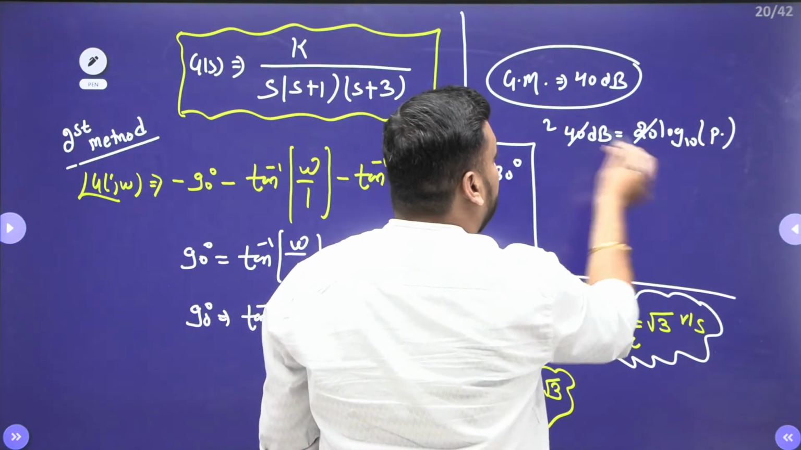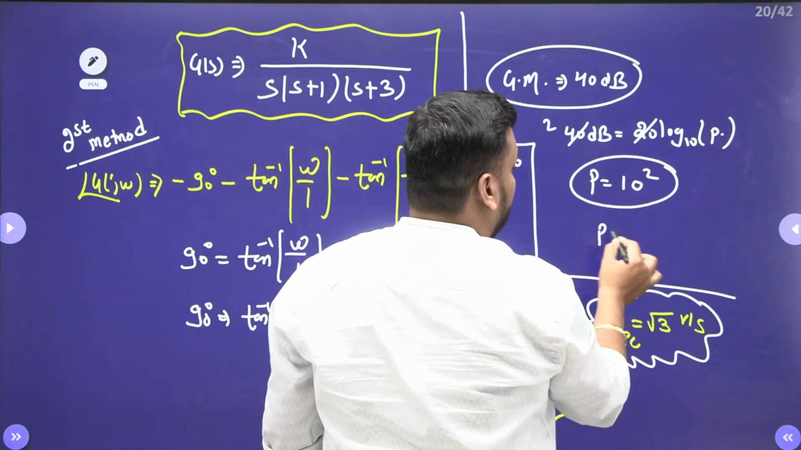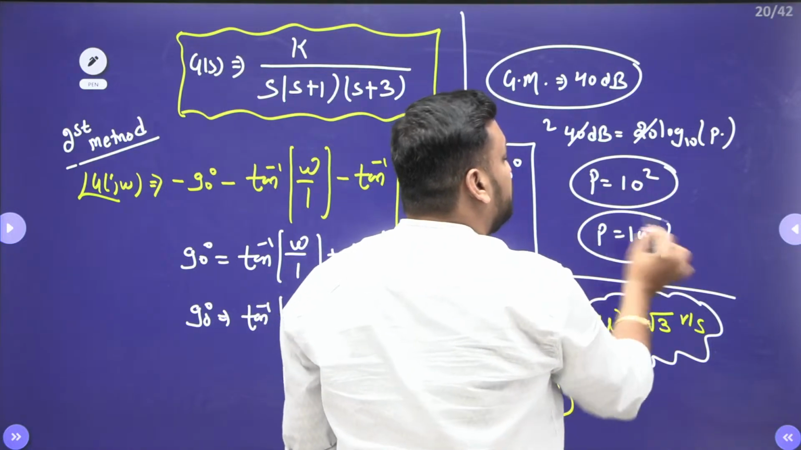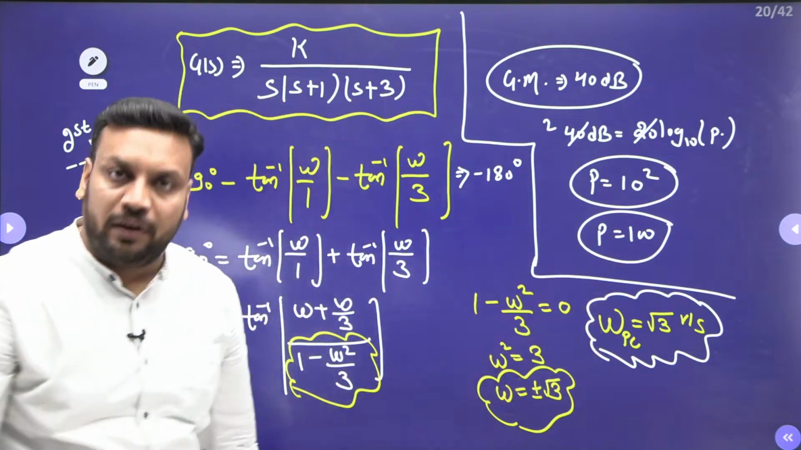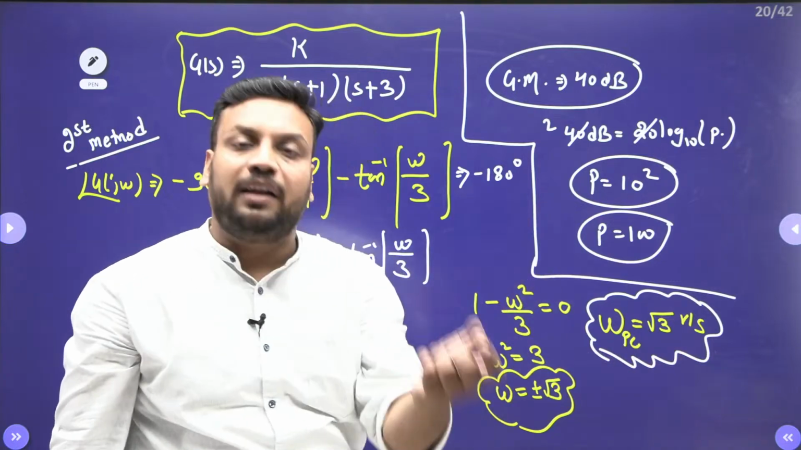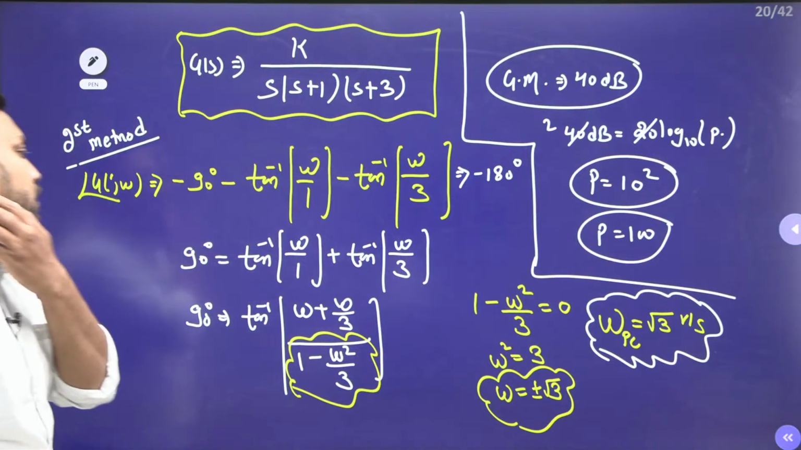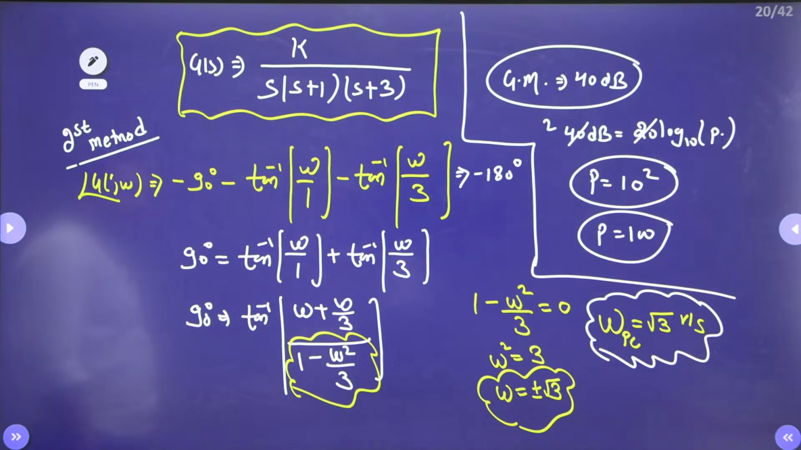So p is nothing but 10 to the power 2, so the p value is 100. It means the actual value of the gain margin is 100. If you find 100 in dB, then 20 log 10 of 100 is nothing but 40 dB. Yes or no? So the p value is 100 only. Now what is the examiner asking for?